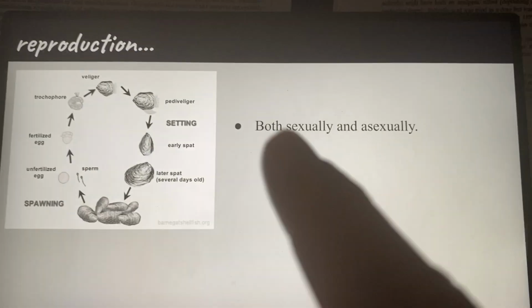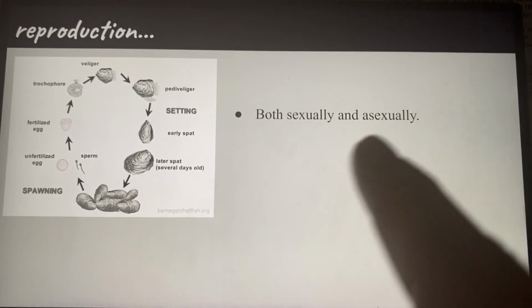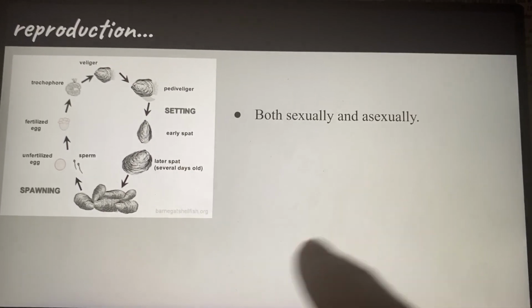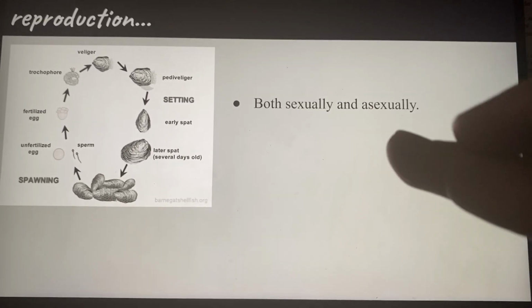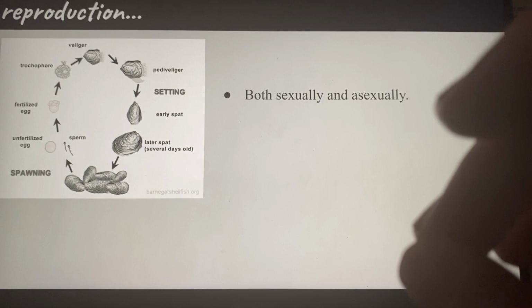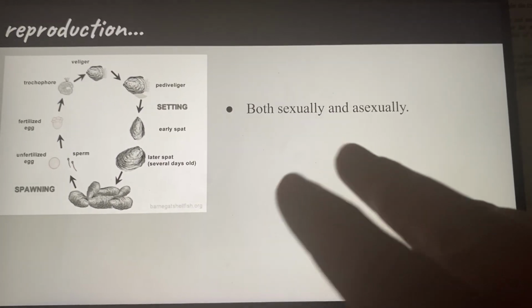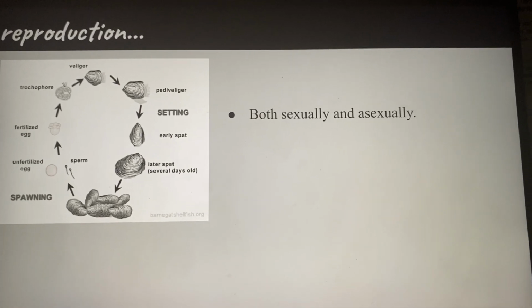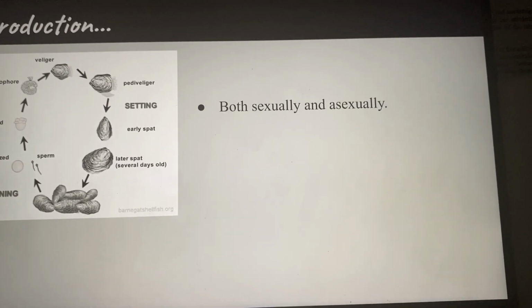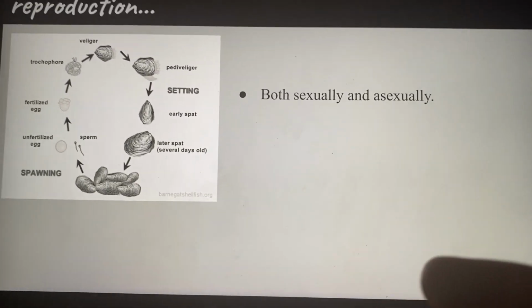Okay, so for reproduction, mollusks can reproduce both sexually and asexually. And by saying this, I mean that specifically gastropods, or snails and slugs, are the only ones that could reproduce asexually. And that doesn't even 100% mean that all gastropods do reproduce asexually. It's just something that they can do.